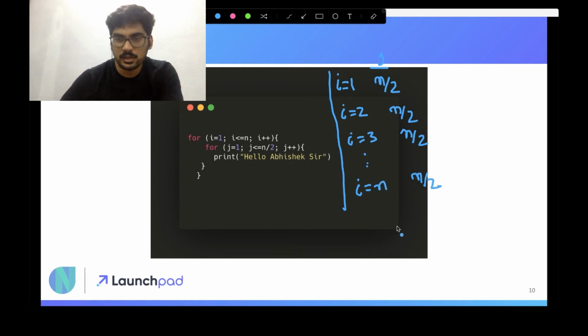So what is the total number of times the j loop is running? n into n by 2, which is n square by 2. Dividing by a constant we will neglect, so the complexity will be O(n square).